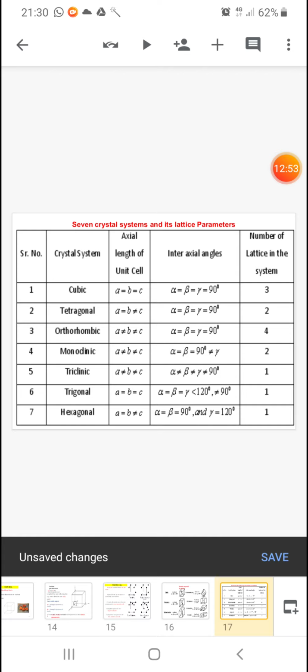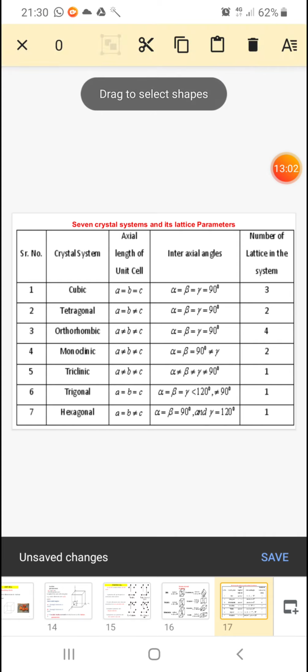The next crystal system is the monoclinic system. In the monoclinic system, the axial lengths of the unit cell are A is not equal to B is not equal to C, and the angles are alpha is equal to beta is equal to 90 degrees is not equal to gamma, and the number of lattices is 2.